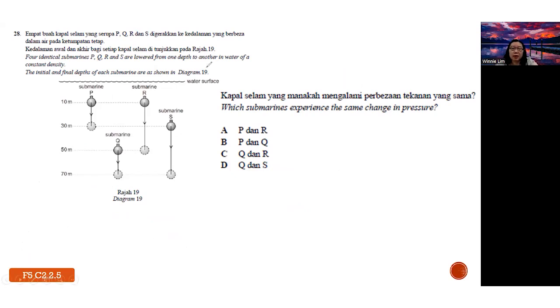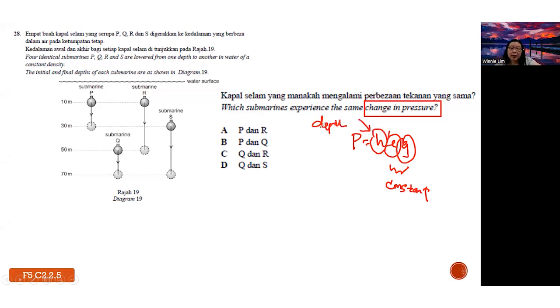So you all need to understand what is meant by this change in pressure. This change in pressure is actually the liquid pressure. They are submerged in the liquid, so it links to the liquid pressure idea. If you want to have the same change in pressure, you see the pressure formula is h rho g. So g in this context and rho in this context are constant. That means they are affected by what? The depth. Therefore, we find out the difference in depth first.